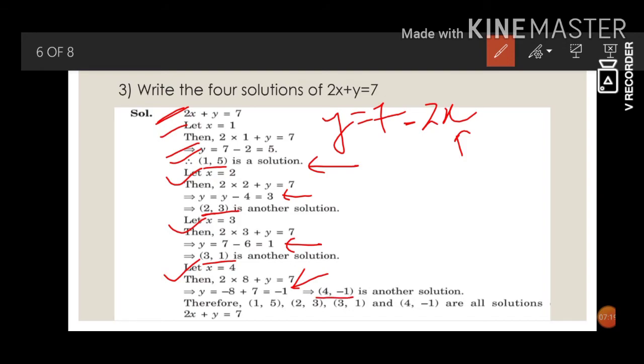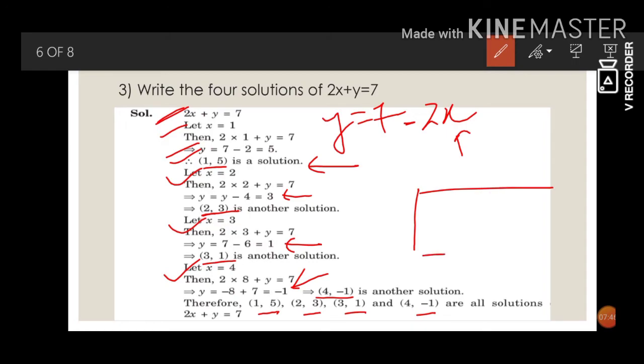Here the values of x are all positive. If you want, you can take the value of x as 0 or as negative, and accordingly you will get different y's. So our four different solutions are 1, 5; 2, 3; 3, 1; and 4, minus 1. And these are the four solutions of 2x plus y is equal to 7.